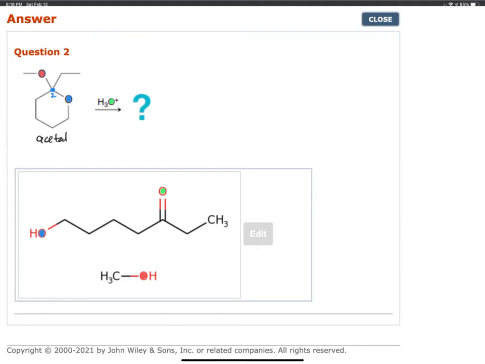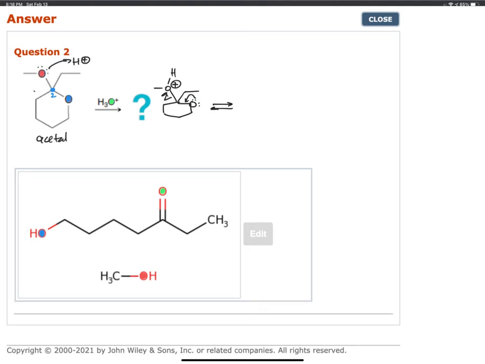So the first thing we do, we're under acidic conditions, so we're going to protonate this oxygen. You can protonate either one, because ultimately you'll end up with the same thing. But let's just protonate this one first and show how the mechanism proceeds. So this is a proton transfer. So we've protonated. Now what we're going to do is elimination of methanol.